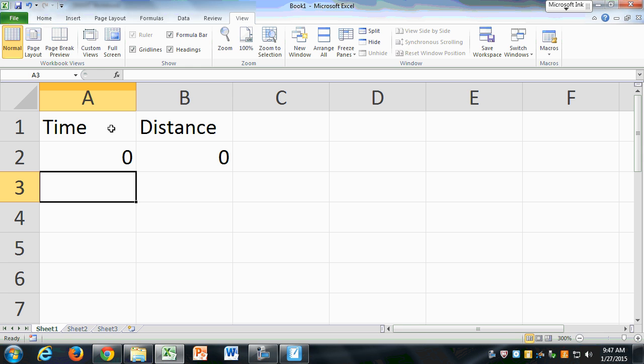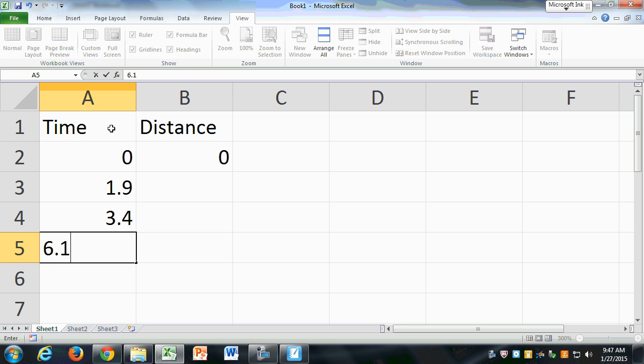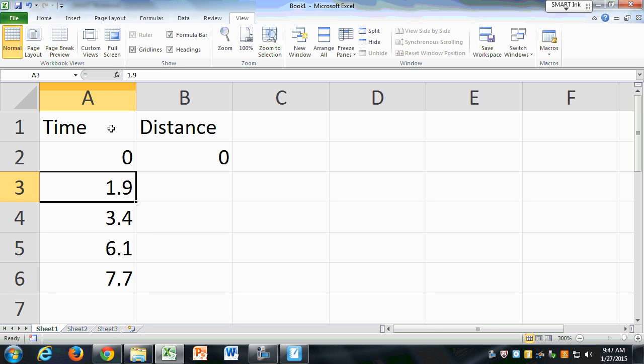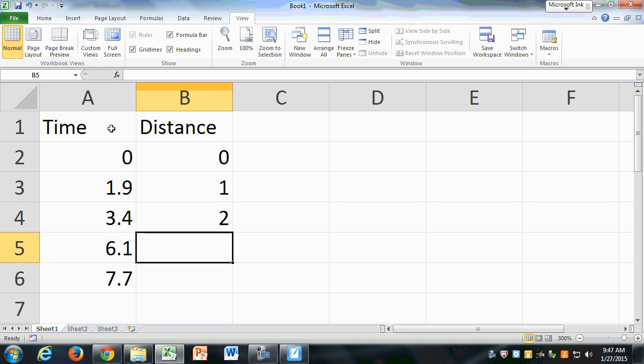Emily, what do you have for time? 1.9 seconds. Who's the next one? 3.43. 6.1. And 7 point what? 7. Okay, I'll just call it 7.7. All right, so you were at 1 meter, 2 meters, 3 meters, and 4 meters. Y'all can have your seat now. Thank you. All right, so what we have here is the distance versus the time.